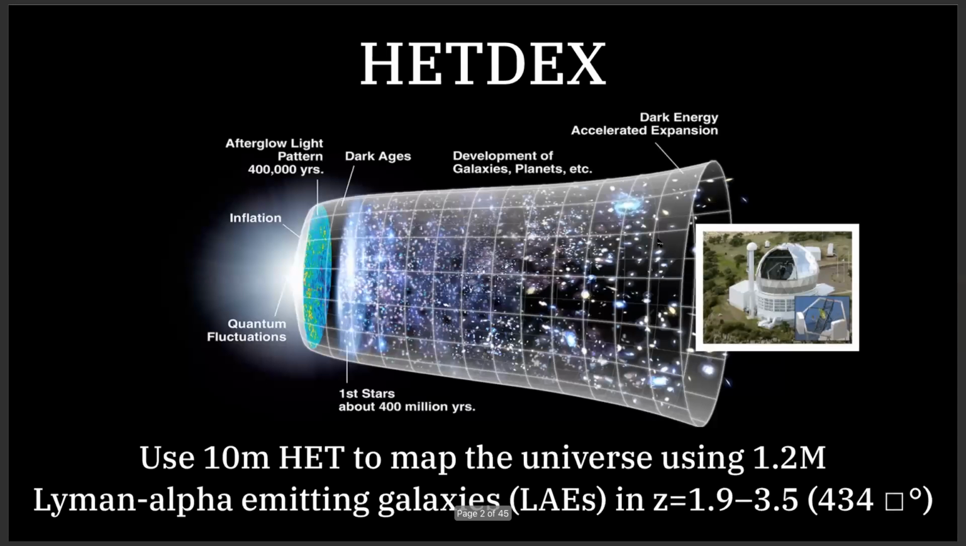So this is a summary of what HETDEX will do. HETDEX is a galaxy survey that uses the 10-meter HET. We'll observe 1.2 million Lyman alpha emitters between redshift 1.9 and 3.5. That is 434 degree.